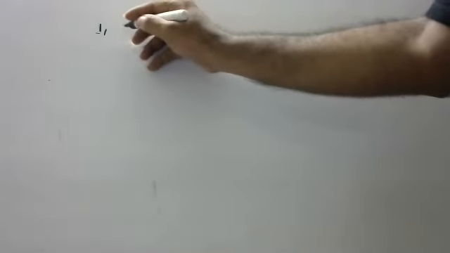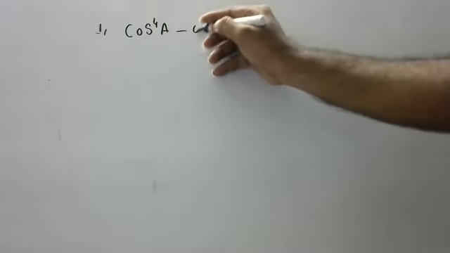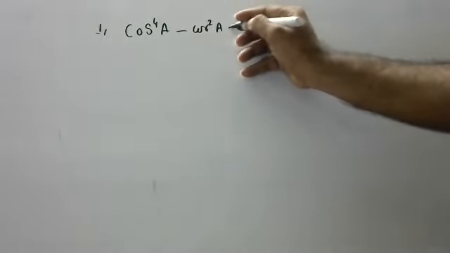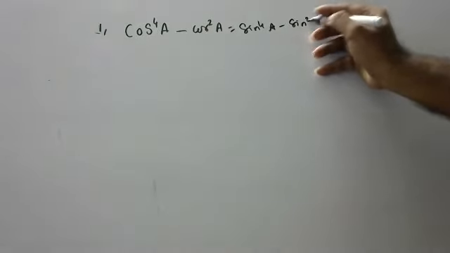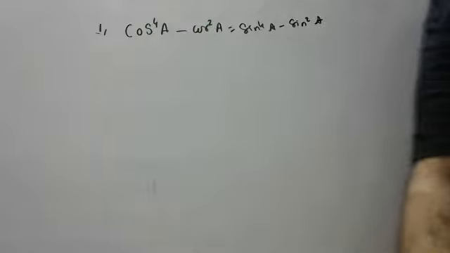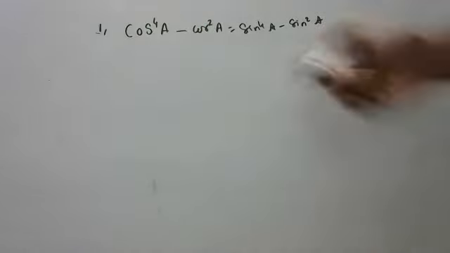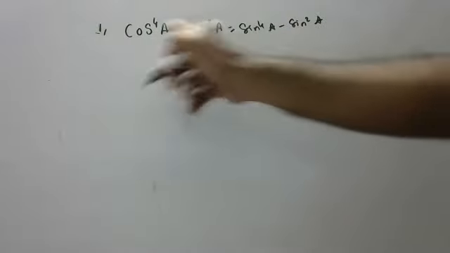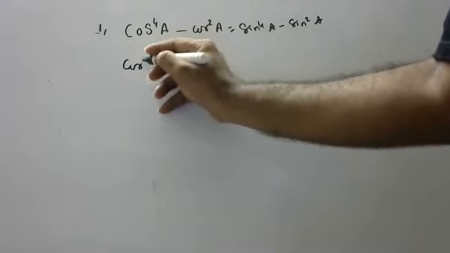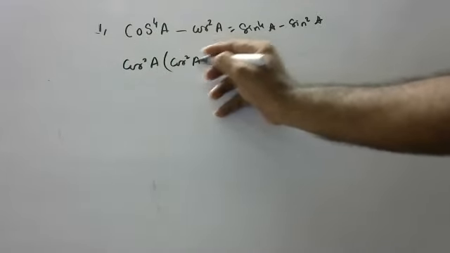First one, children, ready? Cos to the power of 4 A minus cos square A, we have to prove it as sine 4 A minus sine square A. Any question, whenever it comes like this, children, you have to keep one thing in mind: you have to remove all the cos and put it in sine. Okay, from these both, I will take cos square as common. Cos square A minus 1.